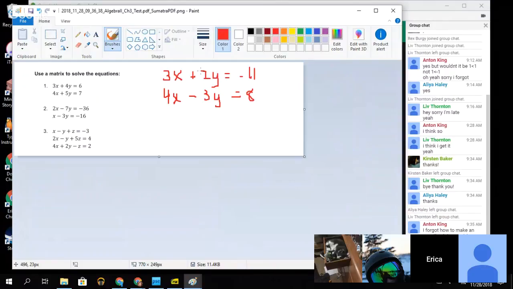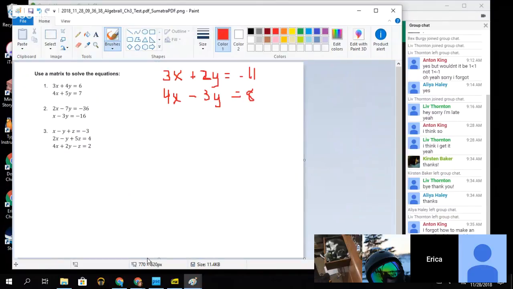Okay, that's a 2 here. And I want to solve these using a matrix. So the first thing that you have to do is put these into a matrix, which sounds complicated, but it's not. Really, you're going to put the coefficients in a matrix, and you're going to multiply it by some x and y.